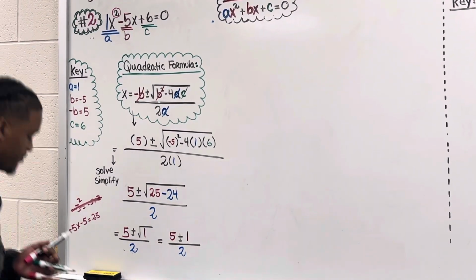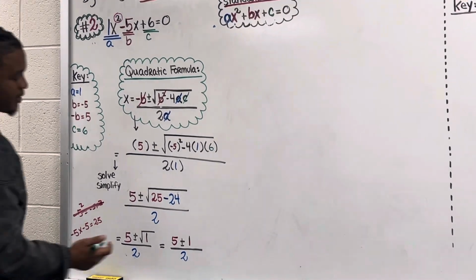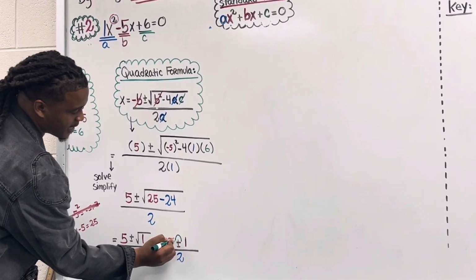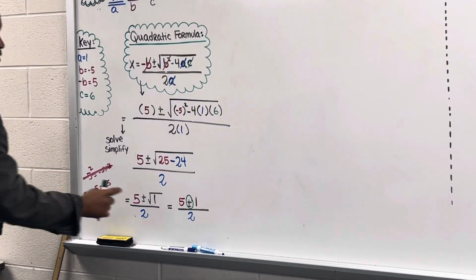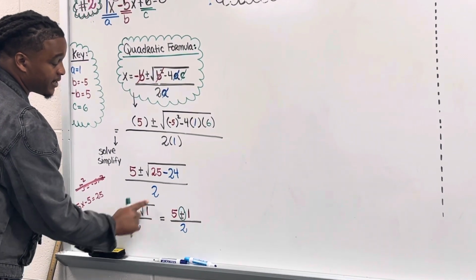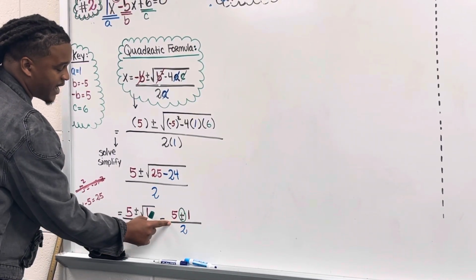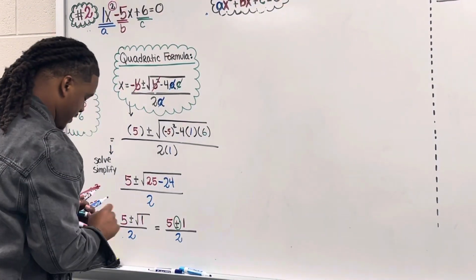So now, ladies and gentlemen, we're down to our last and final step, right? You remember, I talked about the 2 operation signs, plus or minus, okay? Meaning that at the end, we're going to add 1 to 5 and then divide it by 2. And then in another operation, we're going to subtract 1 from 5 and then divide by 2, okay? So let's actually do that right now.